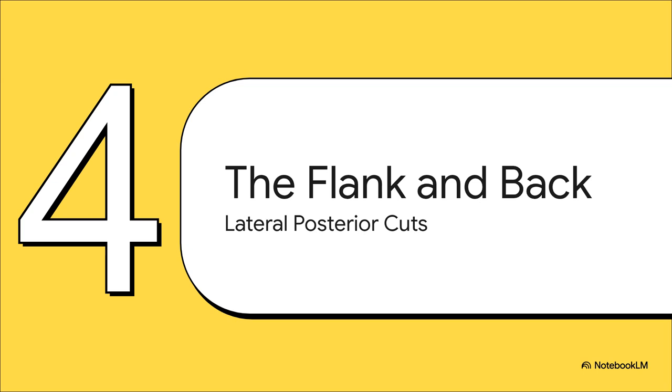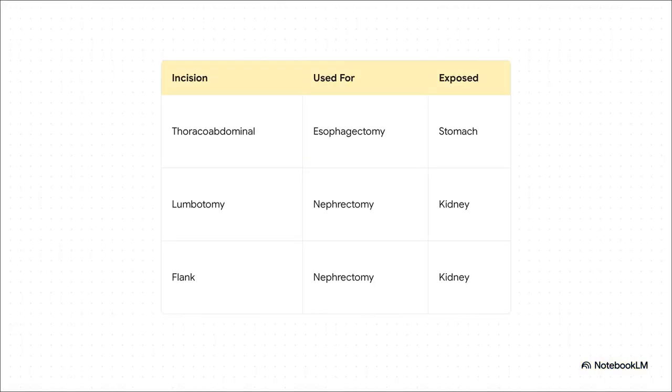Finally, Section 4, the flank and back. We are wrapping around the body now, entirely reorienting our map to the sides and back. Let's look at how these complex posterior cuts overlap. First, you have the thoraco-abdominal. This thing is huge. It literally bridges the thoracic cavity and the abdomen, crossing right over the costal margin. It's used for massive stuff like esophagectomies.